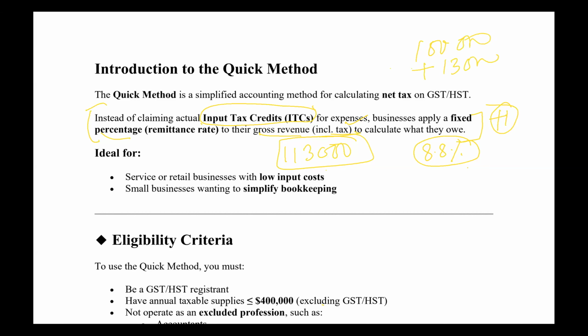Then it's ideal for having low input cost and simplified bookkeeping, meaning the bookkeeper doesn't have to record anything because of the ITC. CRA may not ask anything if you apply this method. You don't have to show the proof of ITC because you are not claiming the ITC. You are just applying the quick method and paying the fixed percentage value to the CRA.